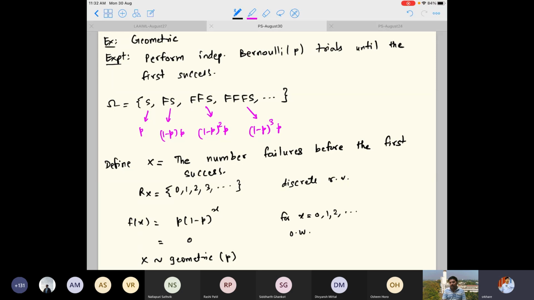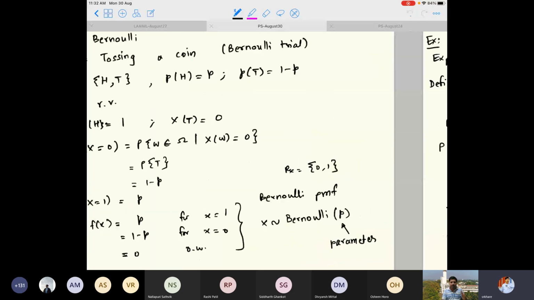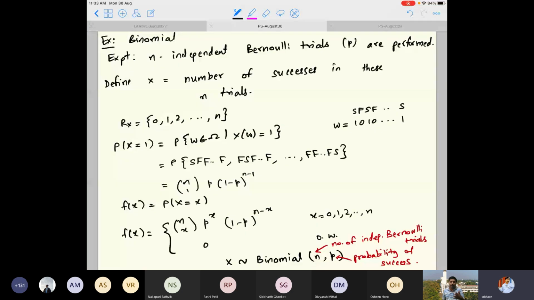So something interesting has happened here, and I will do the generalization. But you see, I have given three examples. The first example was a Bernoulli trial, where you performed just one Bernoulli trial and recorded heads or tails, success or failure, and then defined the random variable, which was Bernoulli. Then in binomial, what did you do? You said you will do n independent Bernoulli trials.